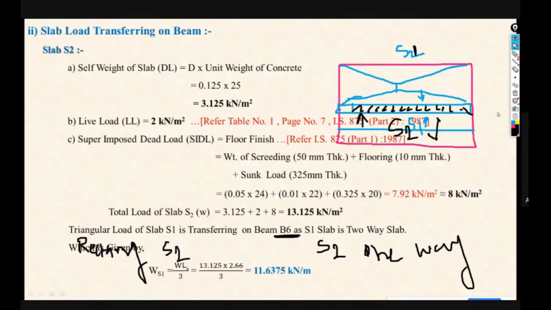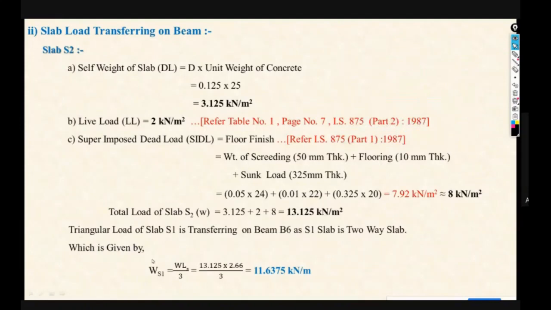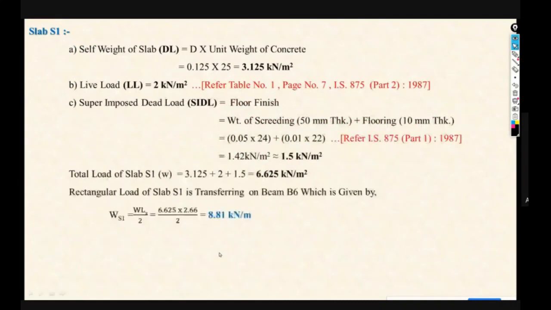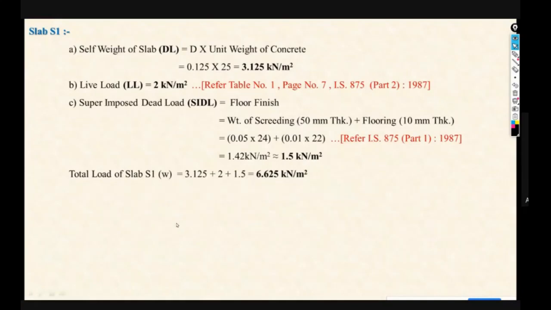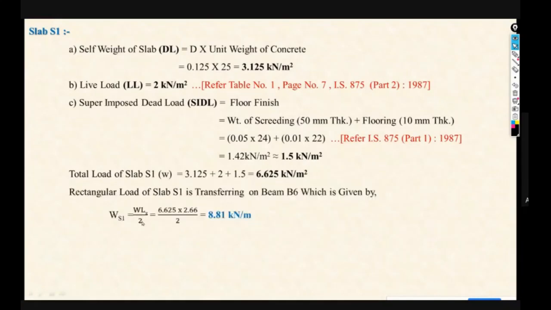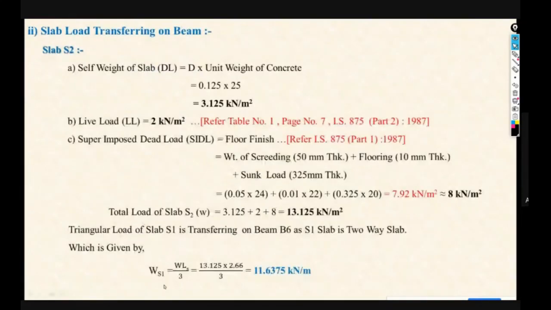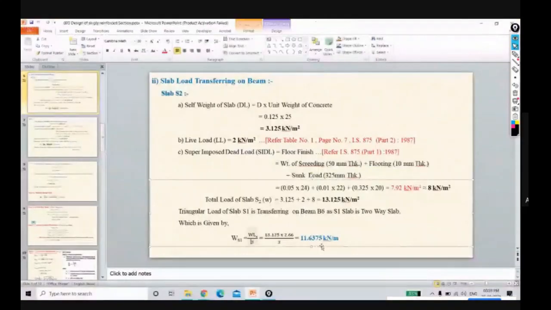No, actually it's totally different. Corrections are there because they have considered the triangular load for S2 slab and S1 slab, that we will see. Yes, this formula should be there, WLX by 2. Correct. And this one WLX by 3. This formula is for S1 slab, and that is the confusion. Okay, so just wait. Is this clear? Yes, sir. It should be 2.